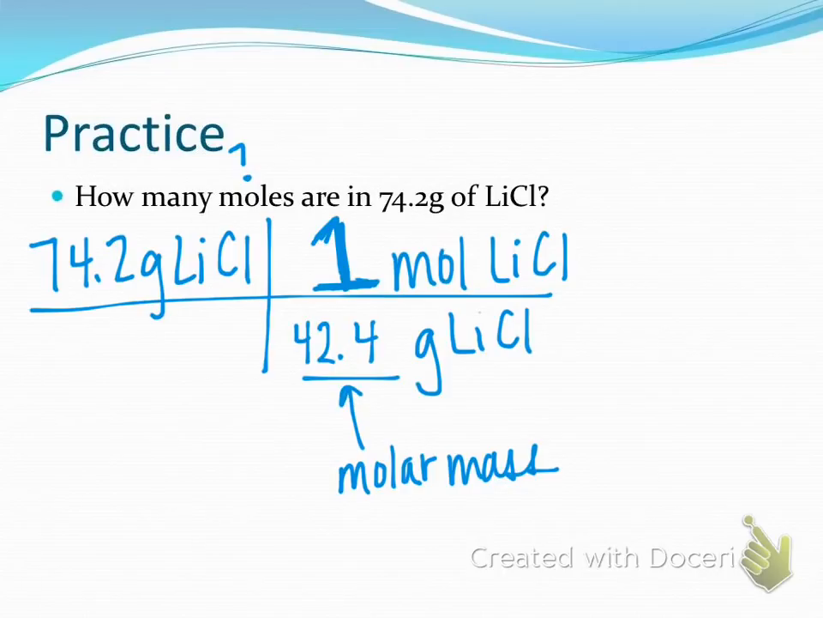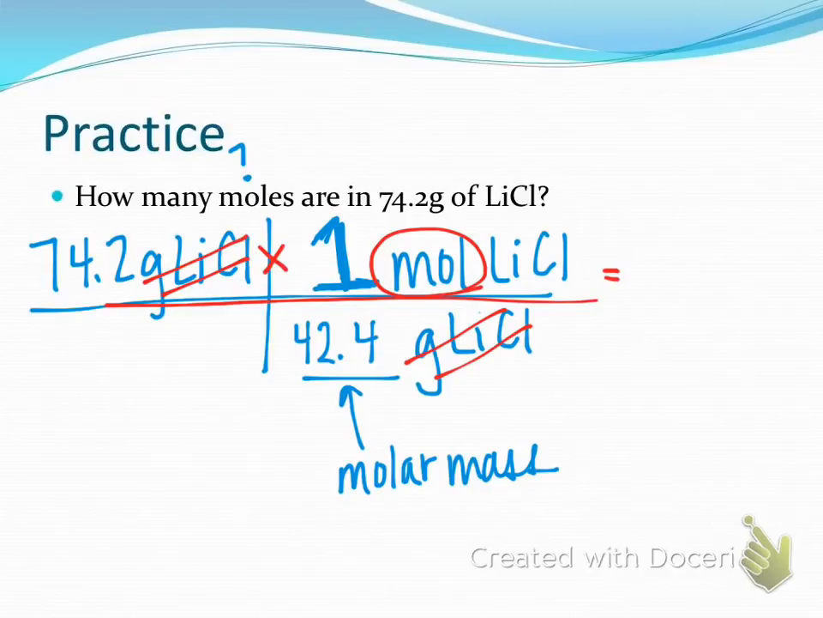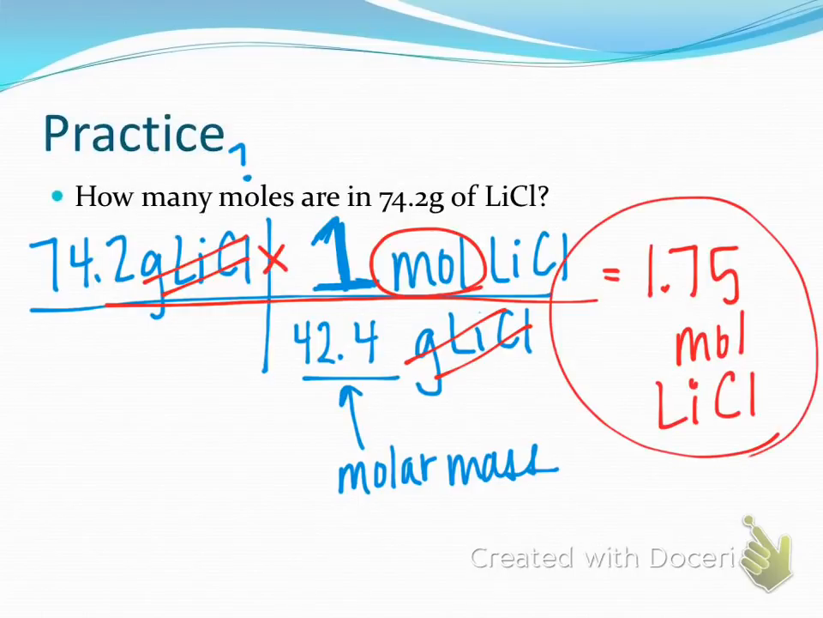So now we've canceled grams, and we're left with moles. Is that what we want to be in? Yes. So how do we finish the math on our T-chart? Do you remember? Multiply across the whole top, divide by the whole bottom. And that's what our final answer should look like. We should have units on there as well.